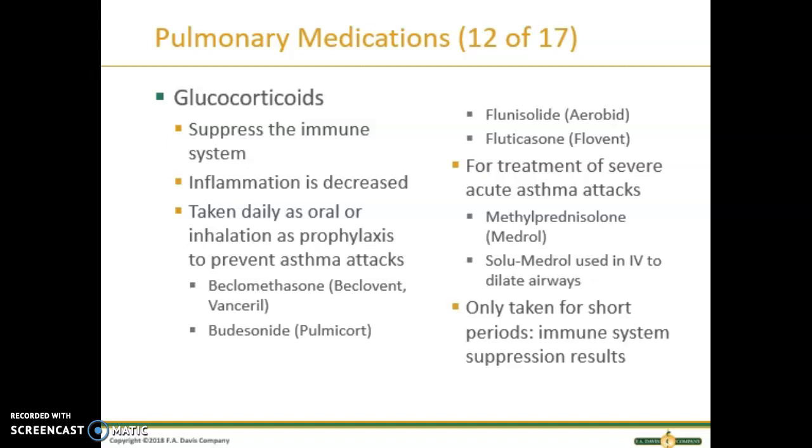Budesonide is an example of a glucocorticoid that is taken as oral or inhalation for prophylaxis to prevent asthma attacks. Methylprednisolone can be used for treatment of severe acute asthma attacks. This is a steroid. And again, it's important they're only taken for short periods because they do suppress the immune system.